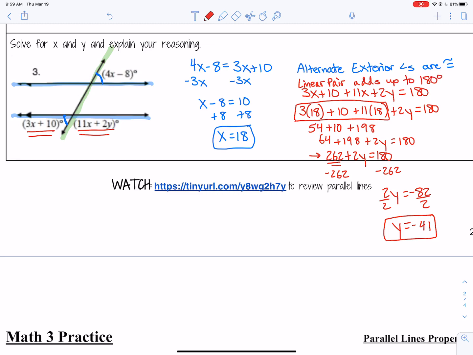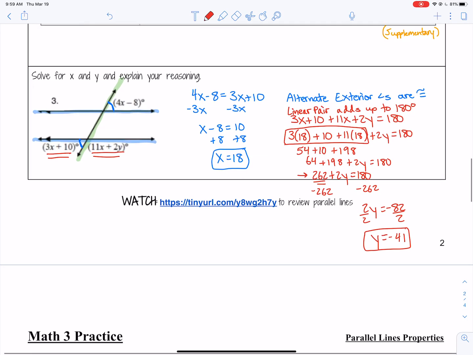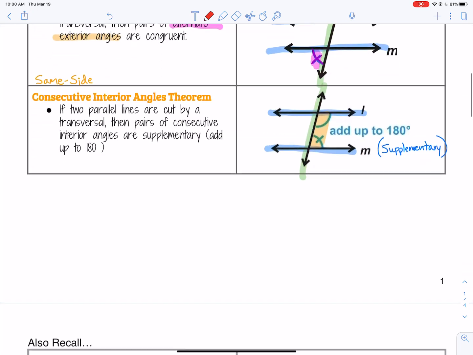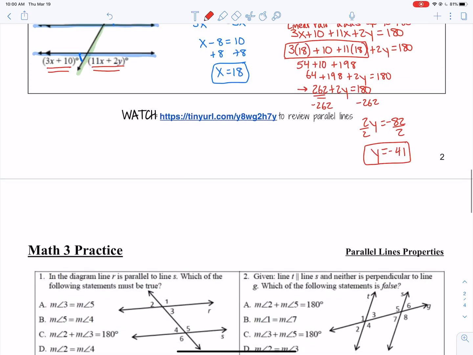Okay, so that's it for our notes. Notice there's some videos attached to these notes at the bottom and the top. So you could review parallel lines another way and then get started on practice.